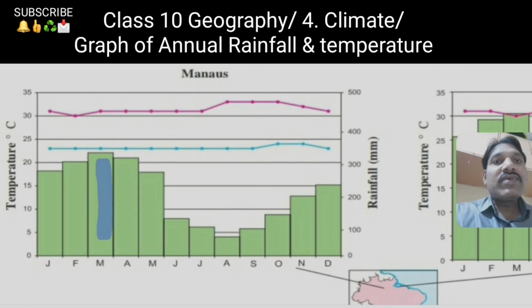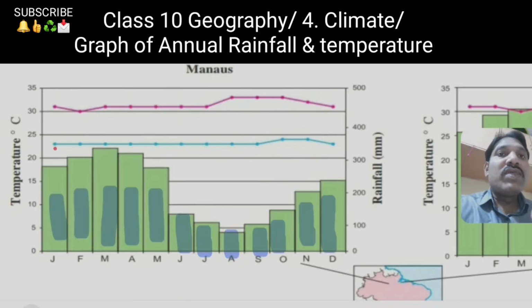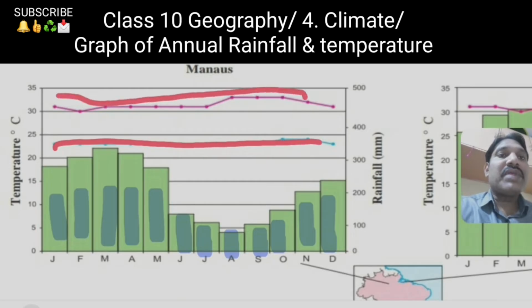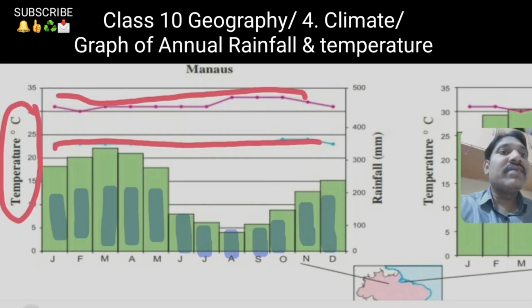This green bar shows the annual rainfall. So these graph bars show annual rainfall. Now this blue line shows the minimum temperature and the pink line shows the maximum temperature. This is very important. On this side we can see the temperature is given in degree centigrade and rainfall is given in millimeter.